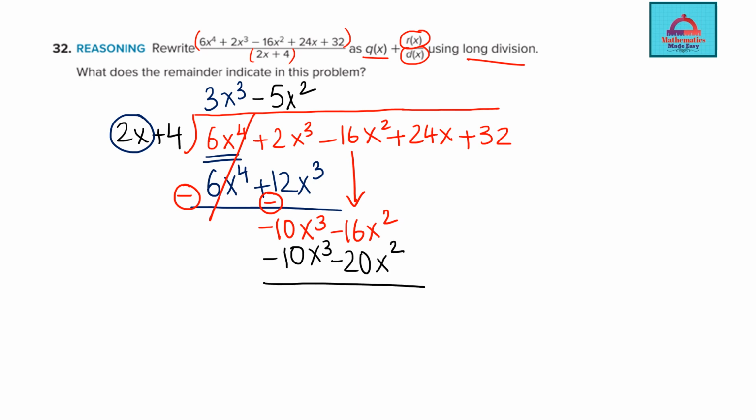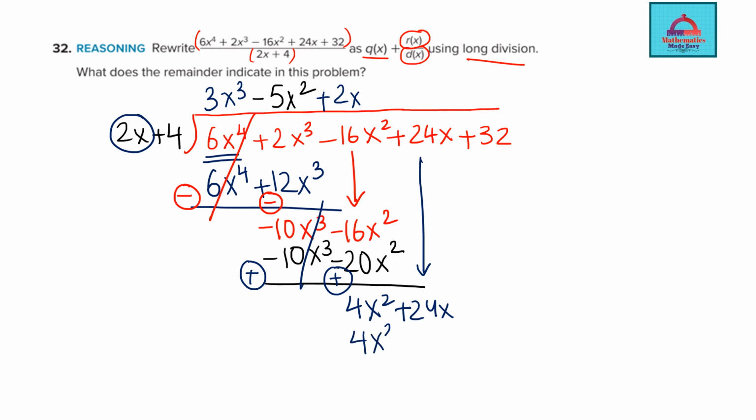I put this line and I subtract. Now when I subtract, I change sign, so negative becomes positive, negative becomes positive. This term cancels, and 20 minus 16 is going to give you 4x squared. Let's copy the next term. Next term is plus 24x. Now I should multiply 2x with 2x again to get the 4x squared. So I write it here. And then 4 multiplied by 2 will give you 8.